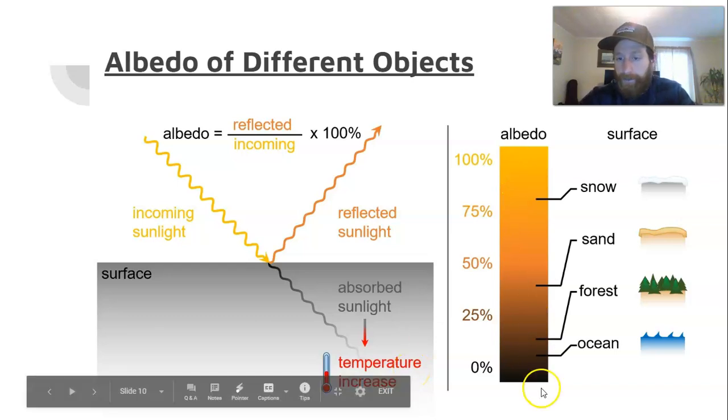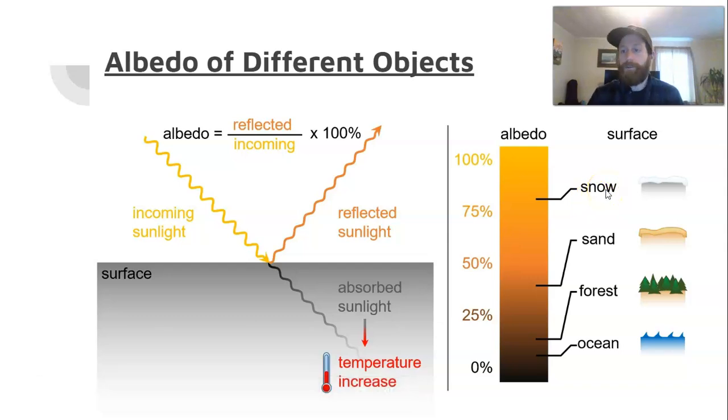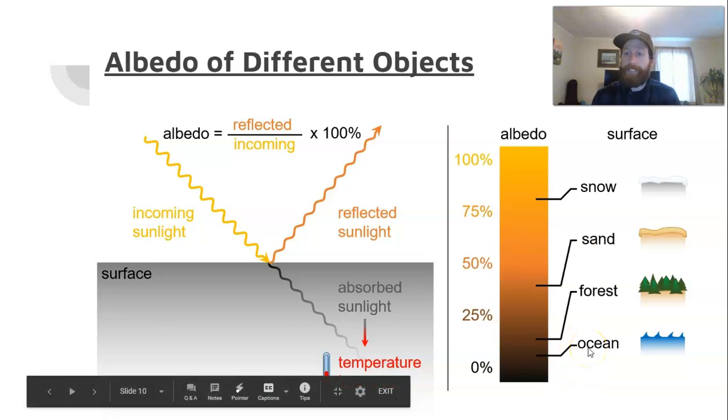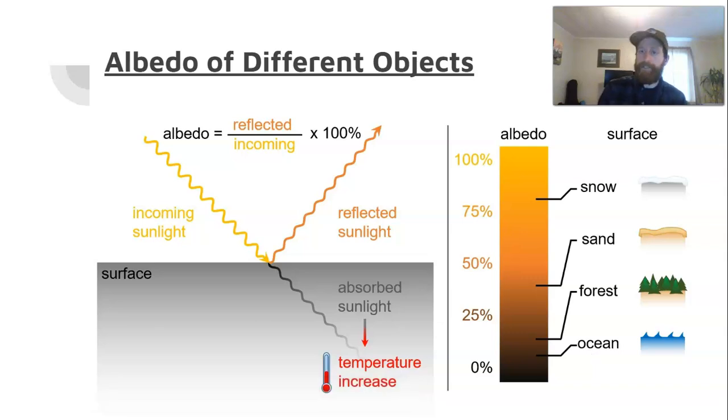So just to give you a couple examples here, snow has an albedo of about 80%. That means 80% of the light's reflected, but there's still 20% absorbed. Water, on the other hand, has an albedo of about 10%. So only 10% of the light is reflected, leaving 90% to be absorbed.